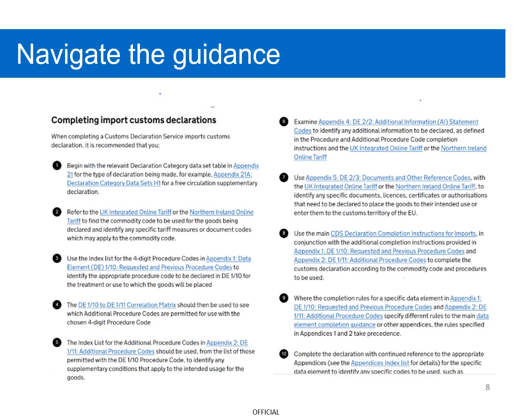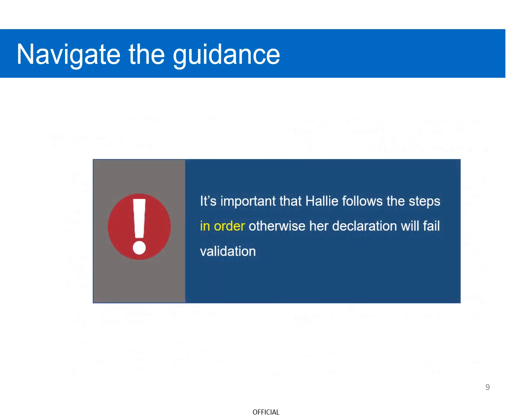Once Hallie has selected the appropriate link, she will see the 10 steps she'll need to follow for her to submit a valid declaration. It's important that Hallie follows the steps in order, otherwise her declaration will fail validation.